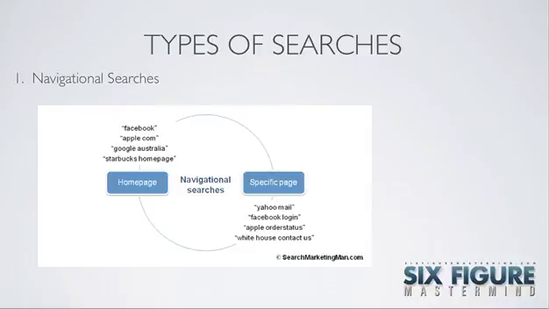The first one is a navigational search. These are people that know what they're looking for but are just searching for it in the search engine. So someone putting in Facebook or Apple.com or Yahoo Mail, they already know what they're looking for. This isn't necessarily the best keyword to rank for because they already know where they want to go. They don't really have buyer intent.